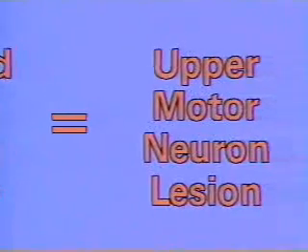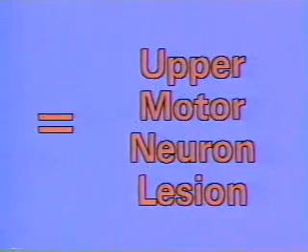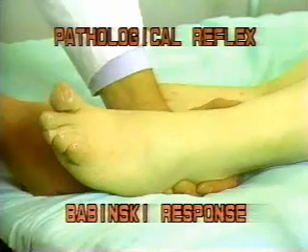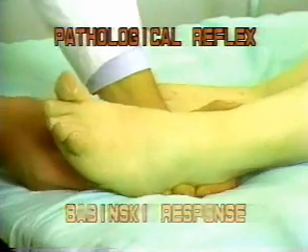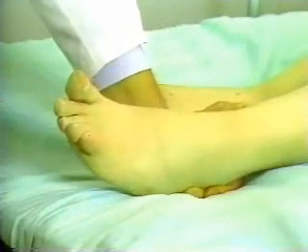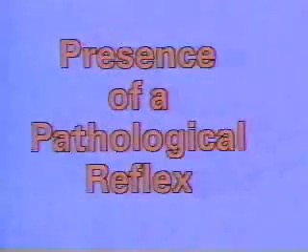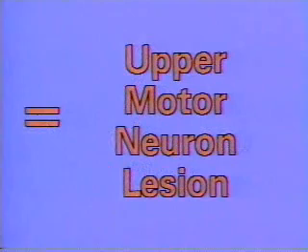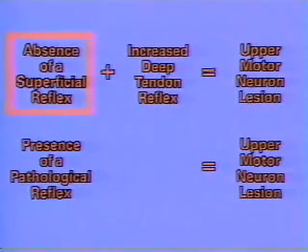...of an upper motor neuron lesion. Pathological reflexes. These are also superficial reflexes mediated through the central nervous system. The significant fact is that they are present with an upper motor neuron lesion, whereas normally they would not be elicited. Therefore, in upper motor neuron lesions, the superficial reflexes will be absent, while the deep tendon reflexes are increased and pathological reflexes will be present.